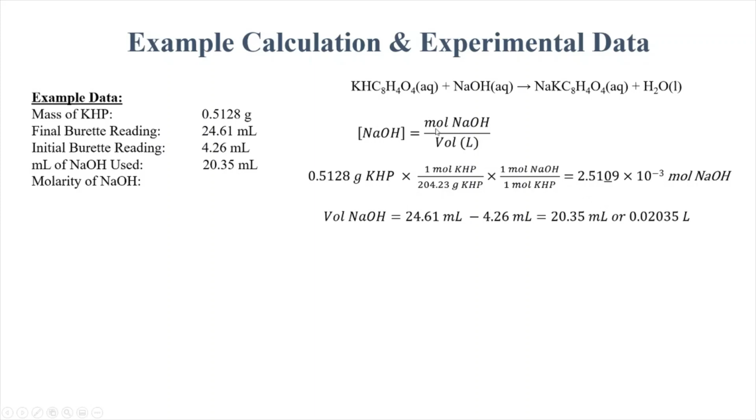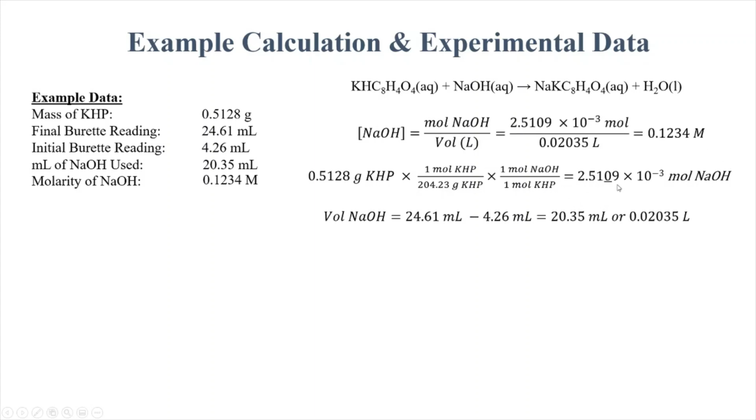So now we have the top part. We have the moles of NaOH by doing stoichiometry. And the bottom part comes from the volume of NaOH that we added. So we take our final volume, 24.61. We subtract away the initial volume that we read. And that gives us a total of 20.35 mLs that was added. So I'm going to write that down here. And then because we need the volume in liters, I'm going to also convert this to liters by dividing by 1,000. So 20.35 is equivalent to 0.02035 liters.